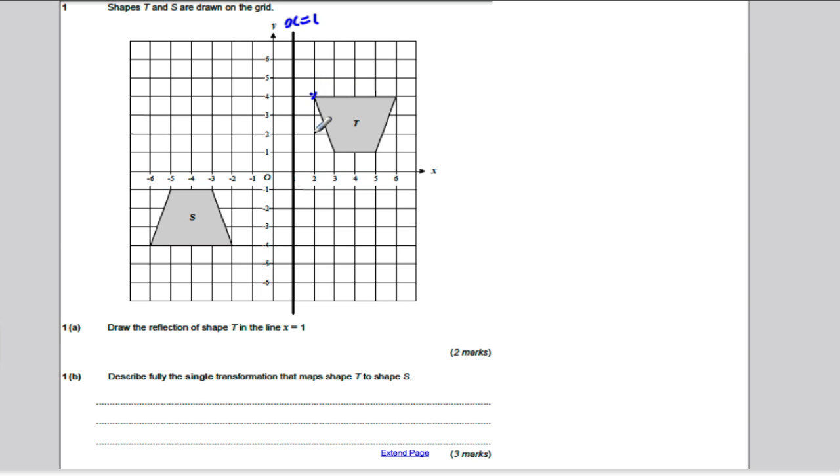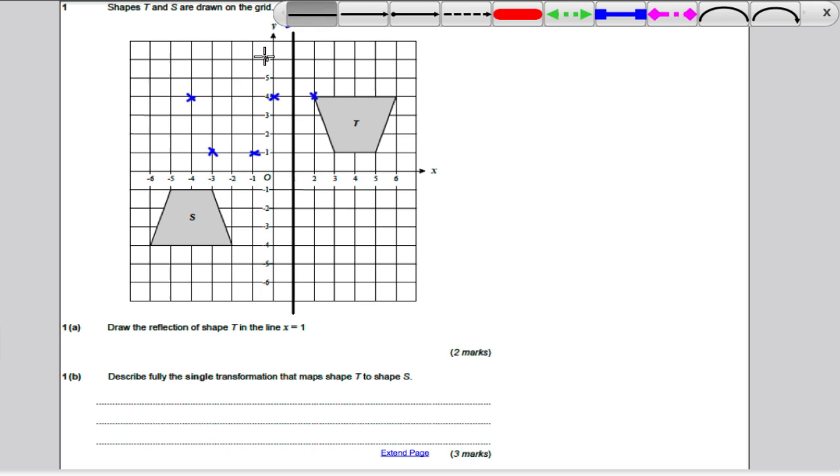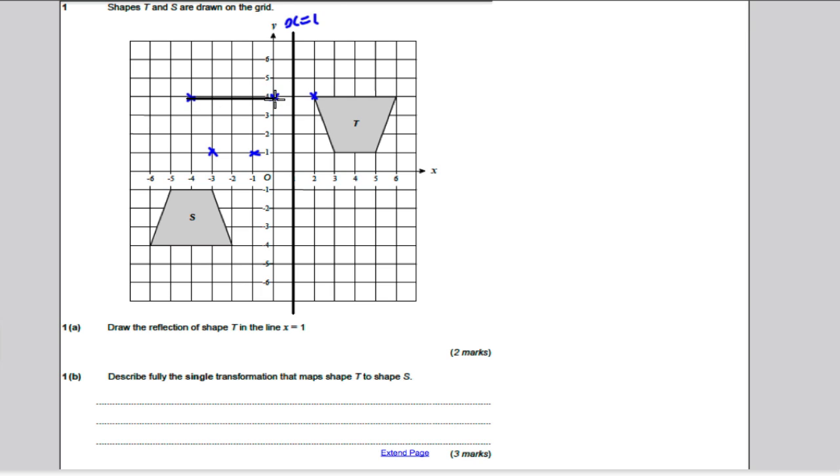So pick a corner. This is 1 away from the line of reflection, so this one will be 1 this side of the line of reflection. This is 2 away, so this will be 2 away, and so on. This here is 1, 2, 3, 4, 5 away, so 1, 2, 3, 4, 5. And similarly, this is 1, 2, 3, 4 away, as so. And there is our reflected shape.